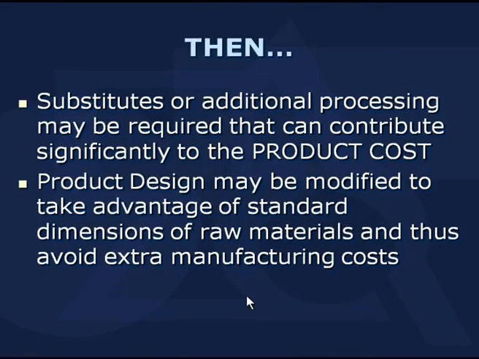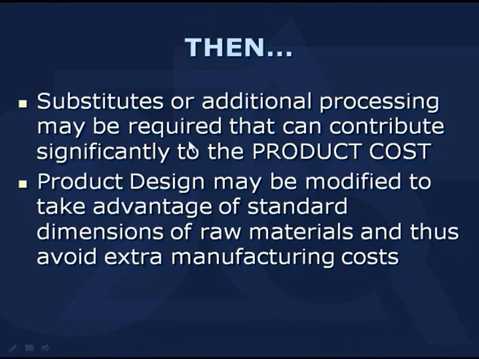The other aspects, as we have already seen, substitute or additional processing may be required that can contribute significantly to the product cost. So the point that I was highlighting in the previous slide: if the material is not available in the raw or the processed form in the desired shapes or quantities, what are the approaches that are there with us? The two approaches, which are quite rightly pointed out on this particular slide, you can see. So we can look for substitutes of that material, or additional processing may be required that can significantly add to the product cost. Or the second approach can be: product design may be modified to take advantage of the standard dimensions of raw material and thus avoid extra manufacturing cost.